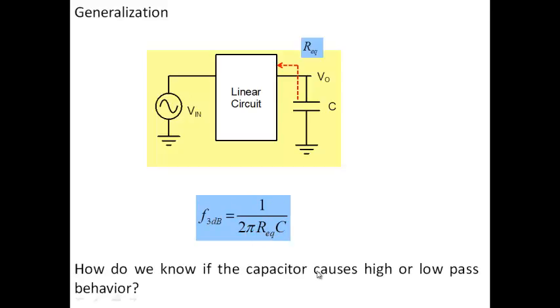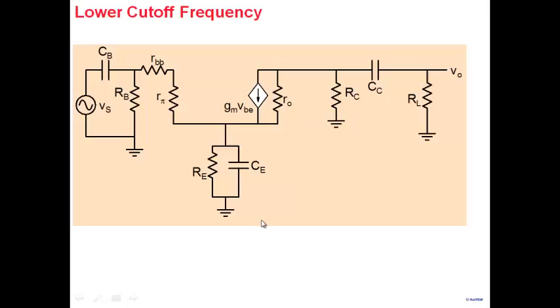How do we know if the capacitor causes high or low pass behavior? All right, here is a transistor now. Here is our common emitter amplifier. For the time being, I've ignored all the transistor capacitances because we said that results in high frequency behavior. So we are looking at low frequency behavior here.